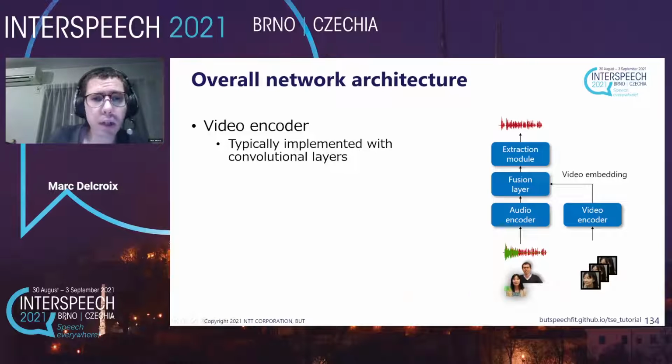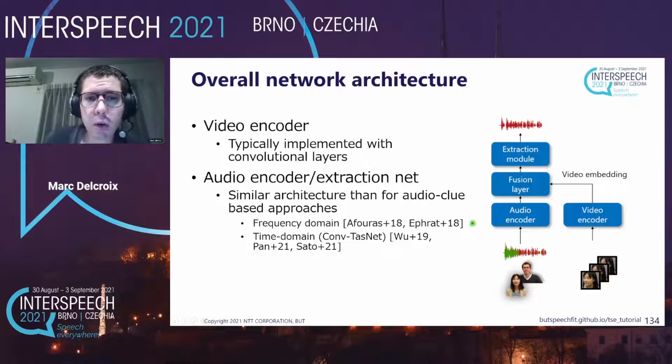For the video encoder, typically it will use convolutional layers as they are widely used for image processing. For the other components, depending on the studies, there are some proposals of particular architectures specific to audiovisual extraction, but some studies also use architectures similar to the ones used for audio clue-based approaches. For example, time-domain Conv-TasNet models have recently been shown to perform quite well on this task too.